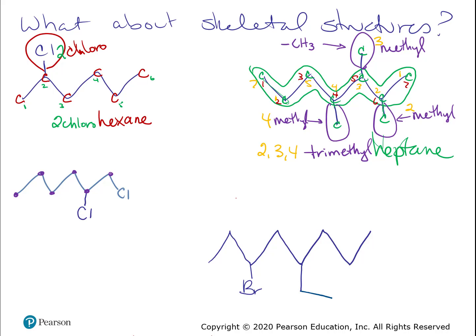Okay, but remember the ones going to the chlorine? That's just the bond going to the chlorine. So there isn't a carbon at the end of that line. There's a chlorine at the end of that line. So if there's 6, that means this is a hexane, right? So I just named this.